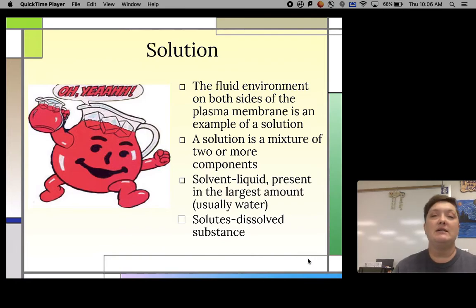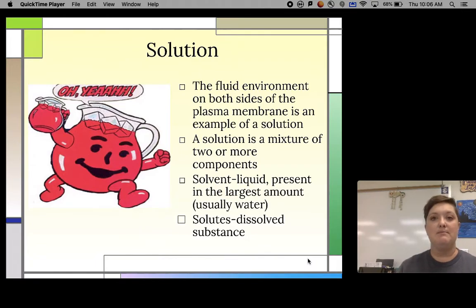And remember, you've done solutions back in chemistry, and it's when one thing dissolves in another. We have two parts to it. We have the solvent and the solute. The solvent is the liquid part of it. The solute is the thing that dissolves. So in this case, like with our Kool-Aid man here, the solvent is the water, the solute is the Kool-Aid.